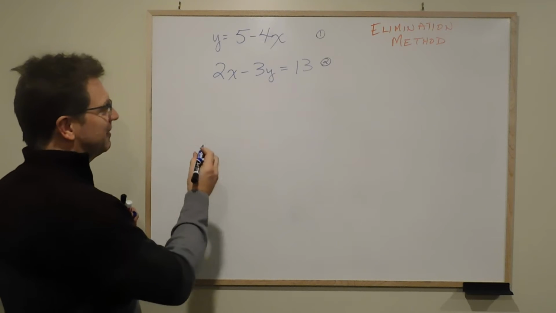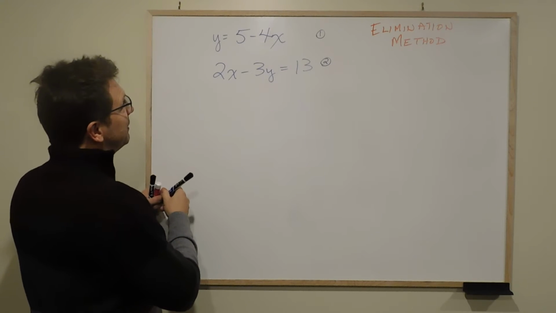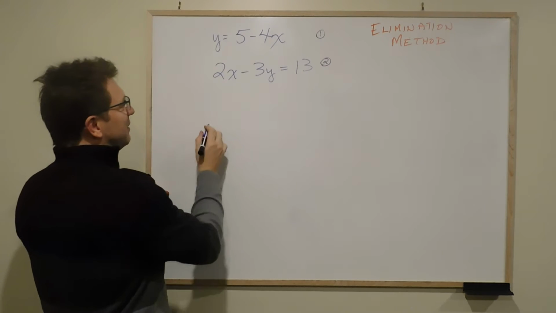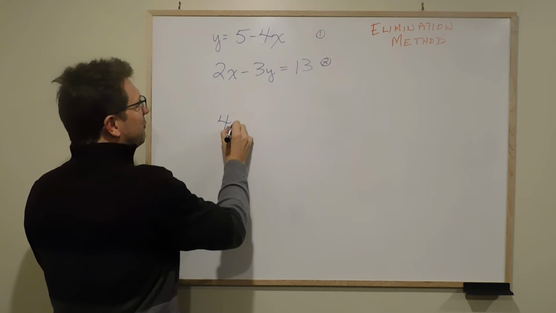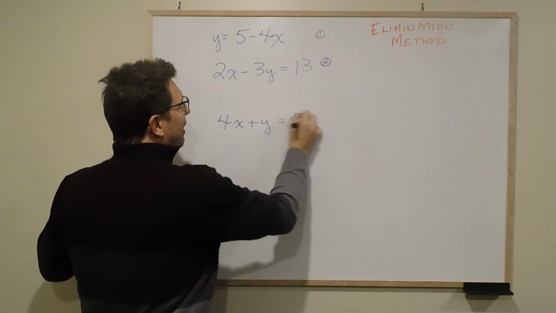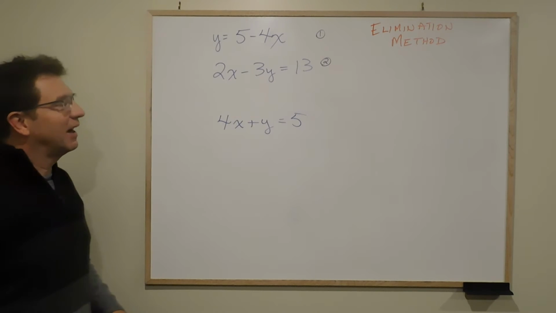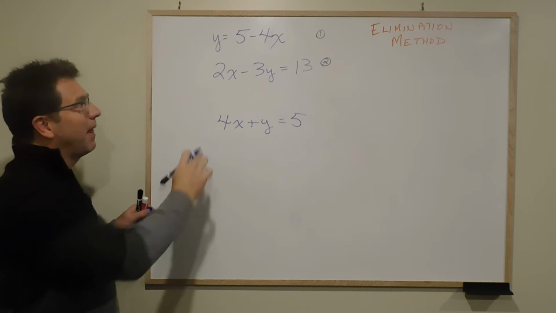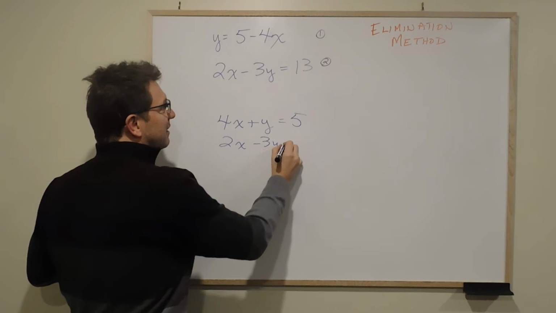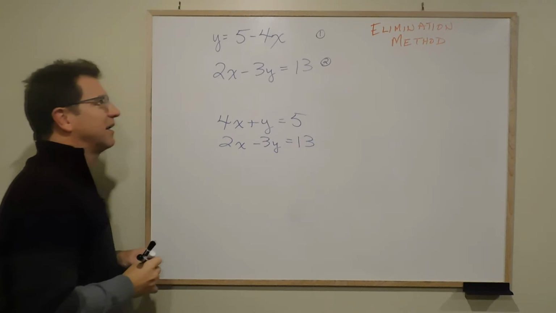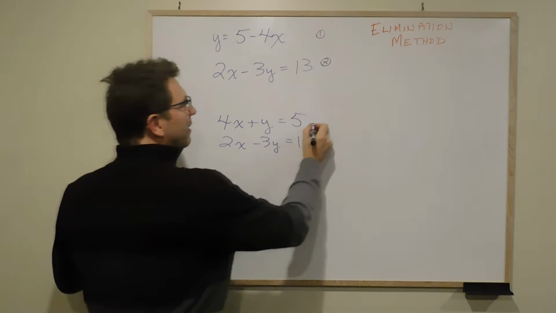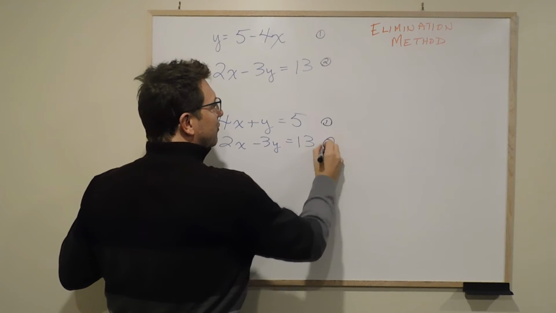So what we really need to do first is rearrange. We need to bring the negative 4x to the other side, and that's going to be 4x plus y equals 5. And that's why I would do substitution. I actually have to rearrange number 1. Number 2 stays like it is. Now I can get a look at it. So this was number 1 rearranged, and that's number 2.